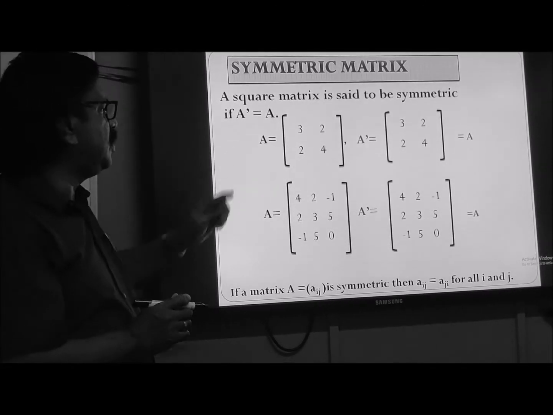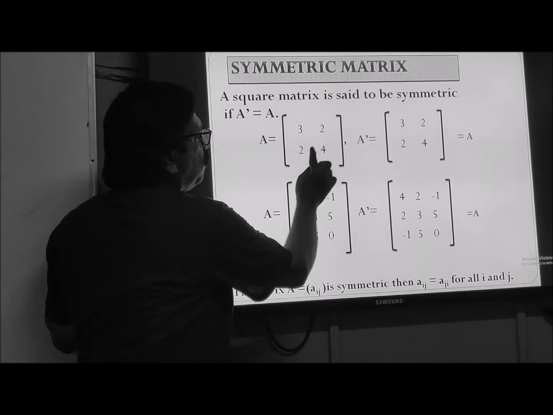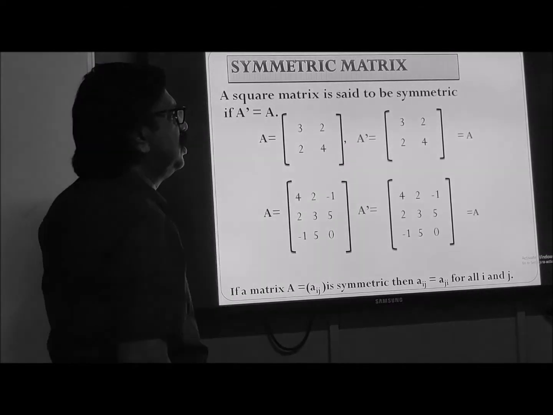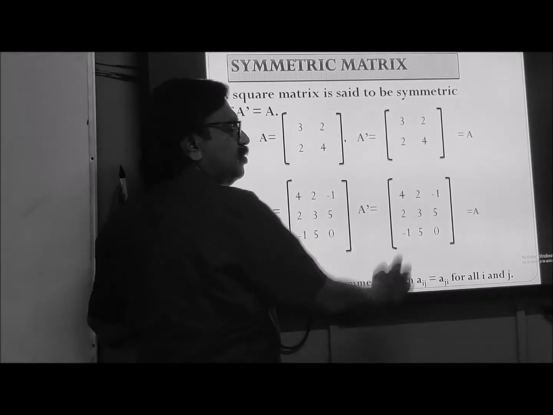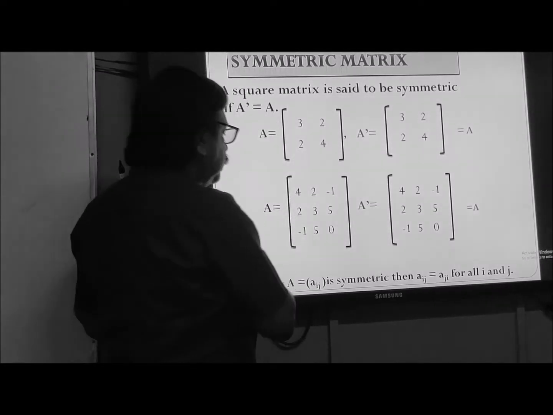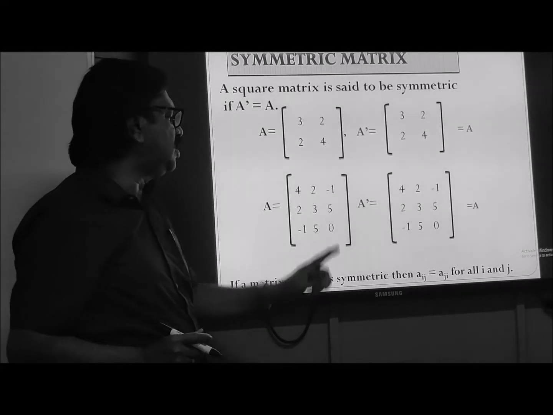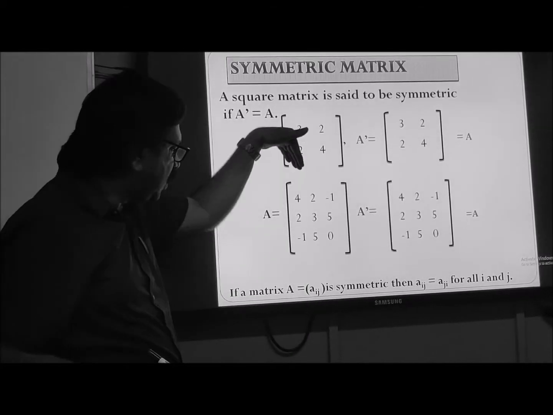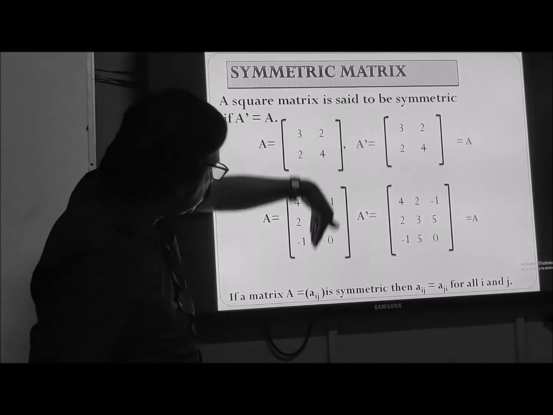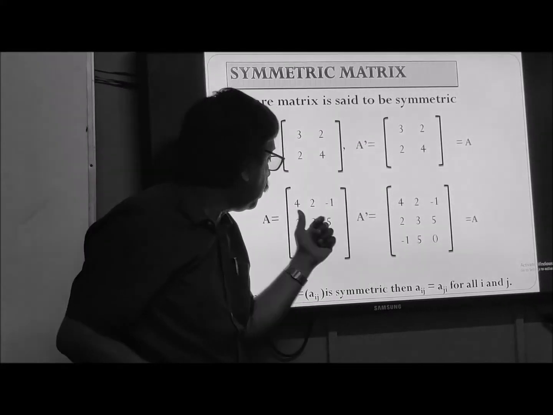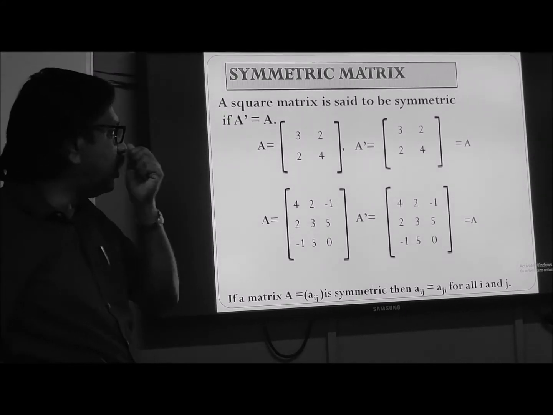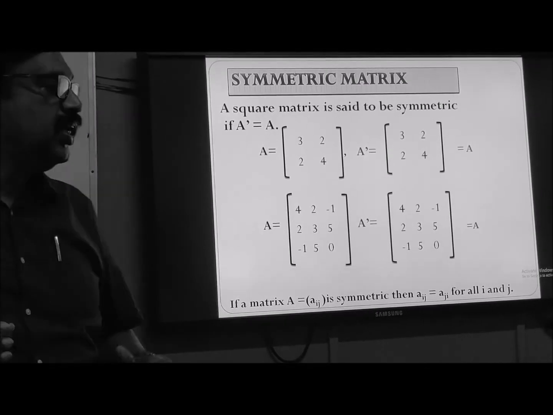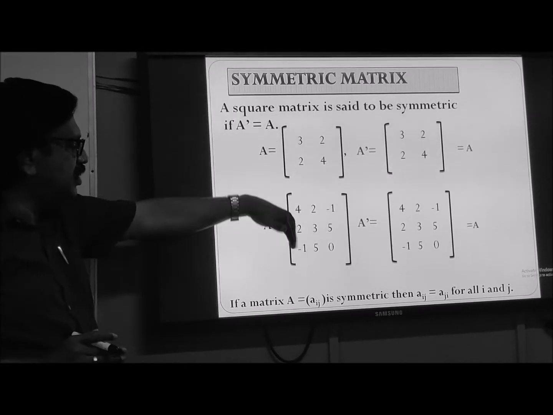You see one example. The matrix A is [3, 2; 2, 4]. If you are interchanging the rows and columns, A transpose is also [3, 2; 2, 4]. That is A itself. Another example, if A is the matrix [4, 2, minus 1; 2, 3, 5; minus 1, 5, 0], then A transpose, if you interchange the first row into first column, second row into second column, we will get the same matrix as the answer. Such matrices are called symmetric. If the transpose of a matrix is the same matrix, then it is symmetric.